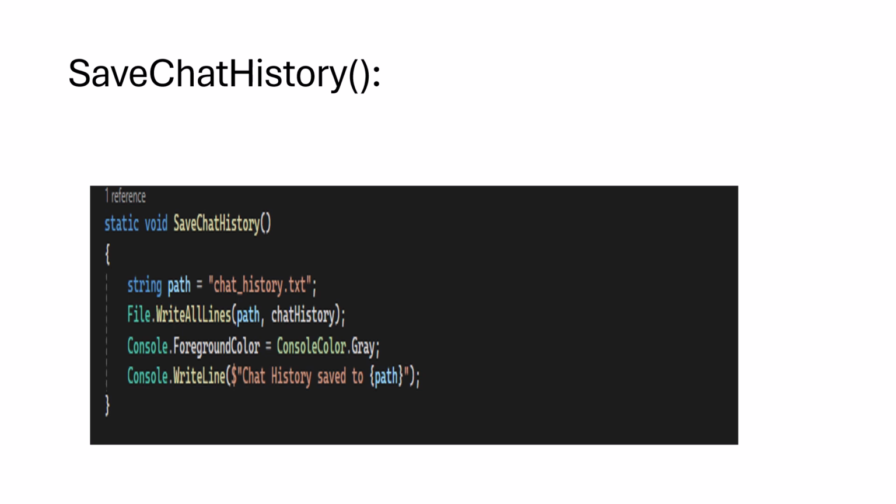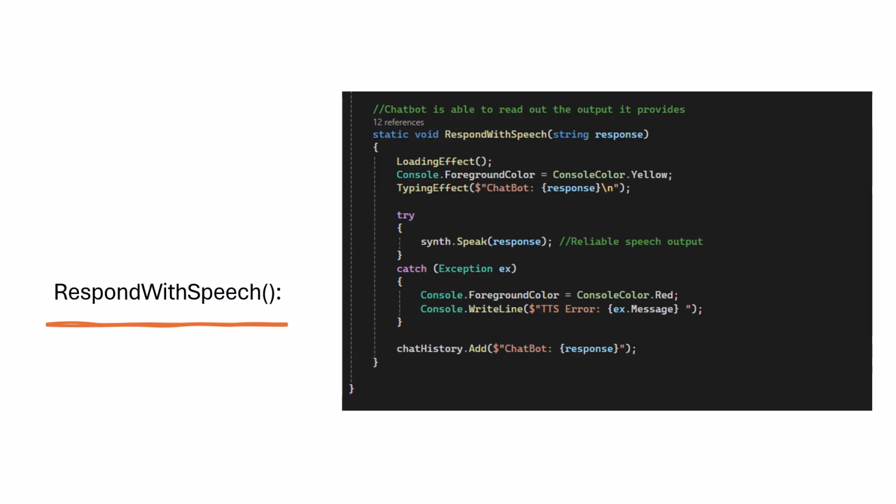Save chat history method. Chat history stores a record of previous conversations, allowing the chatbot to remember what was discussed before. This enables the chatbot to provide more personalized and relevant responses based on earlier interactions. It also helps users avoid repeating information in each new chat session. The chat history is stored securely and used solely to enhance the user's experience while maintaining privacy.